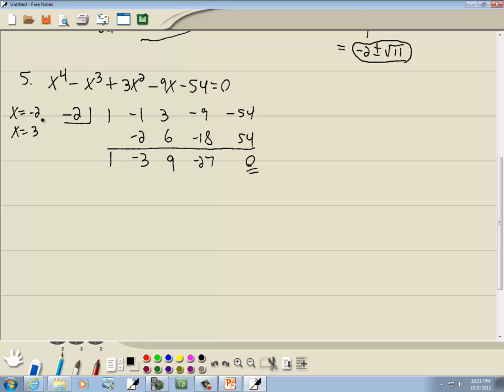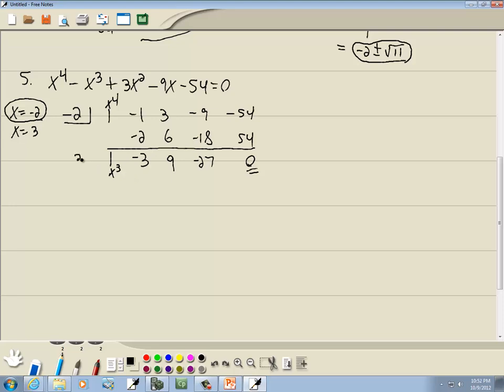The reason why I didn't have to go through those is because it checks itself. If you get 0 as a remainder here, that means that's one of your answers. There's no doubt about that. That's actually called the factor theorem. Well, we started out with x to the fourth, and this is now down to x to the third.